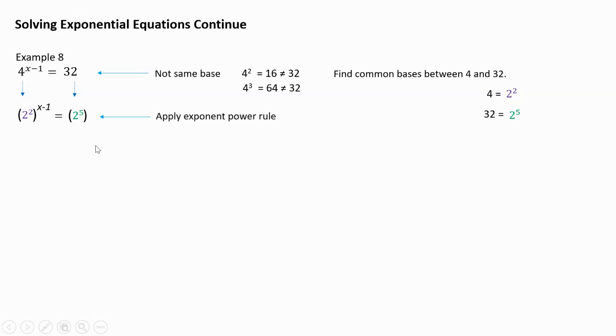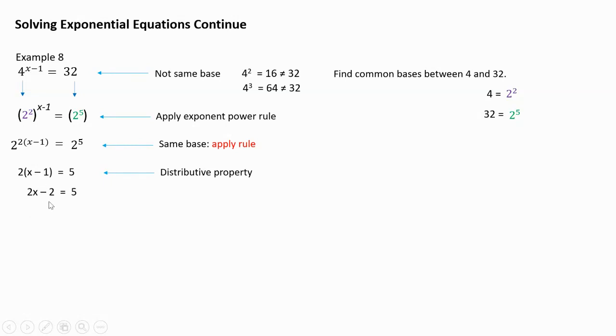And again, we're going to apply the exponent power rule. So it's going to give us 2 to the 2 times parentheses x minus 1 equals 2 to the 5th power. Now we have the same common base, right? So now we can apply the rule. We're going to have 2 parentheses x minus 1 equals 5. Now we distribute. That will give us 2x minus 2 equals 5. Now we add 2 to both sides, so 2x equals 7. We divide by 2, so x equals 7 over 2.